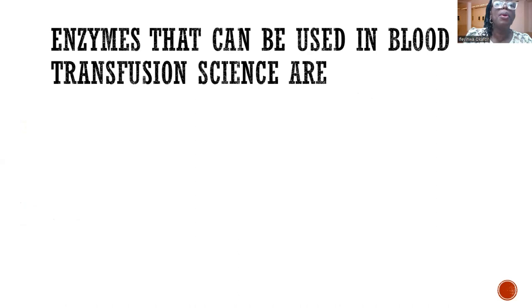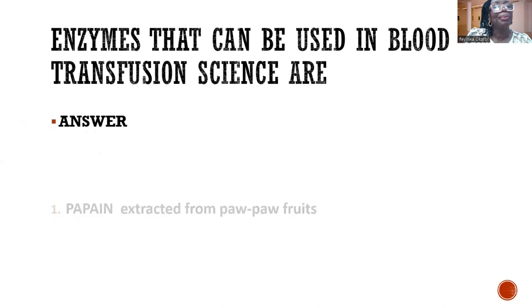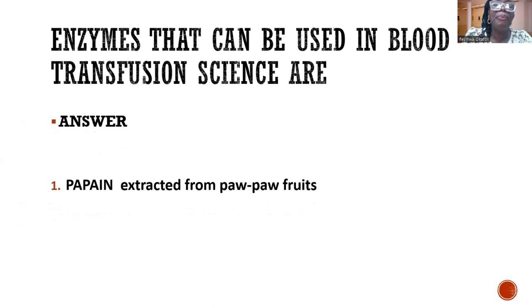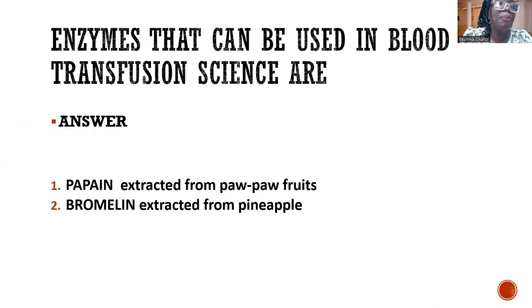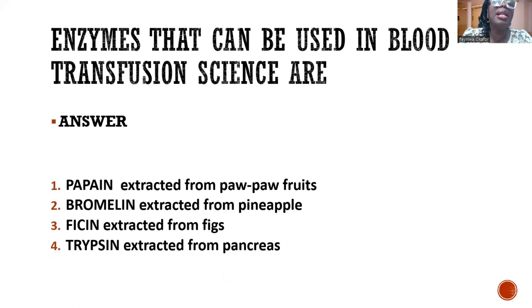Can you mention the enzymes that can be used in blood transfusion science? Answer. We have papain, which is extracted from pawpaw fruits. Two, we have bromelain, which is extracted from pineapple. Three, we have ficin, which is extracted from figs. Four, we have trypsin, which is extracted from pancreas. These are enzymes that can be used in blood transfusion science: papain, bromelain, ficin, and trypsin.